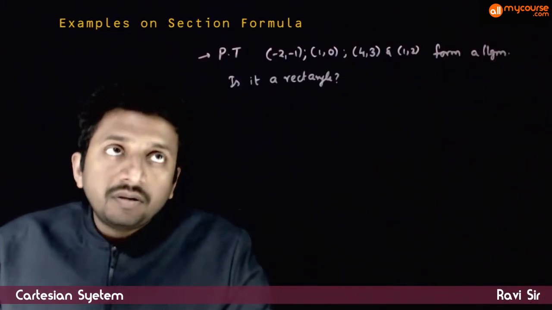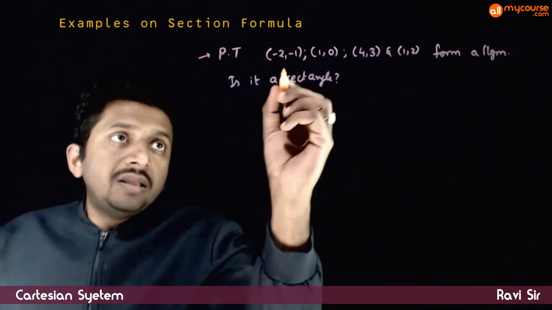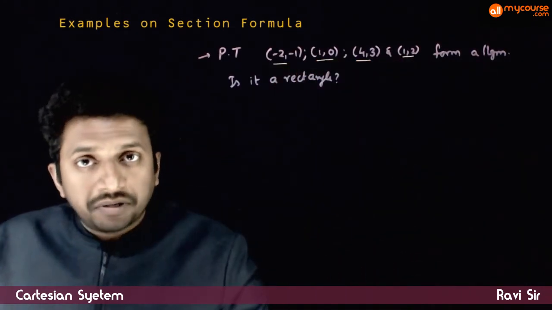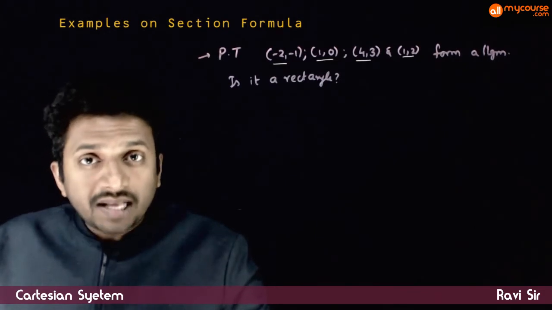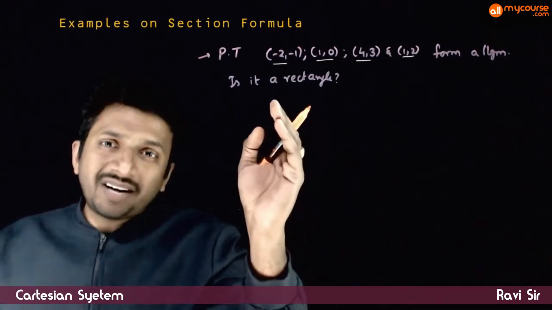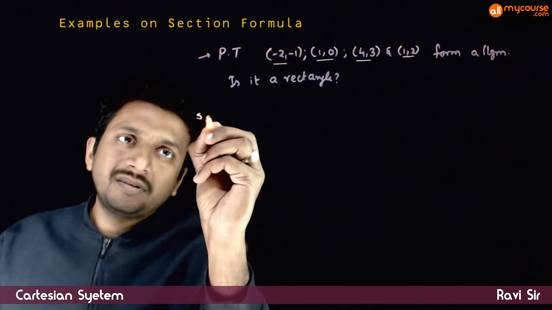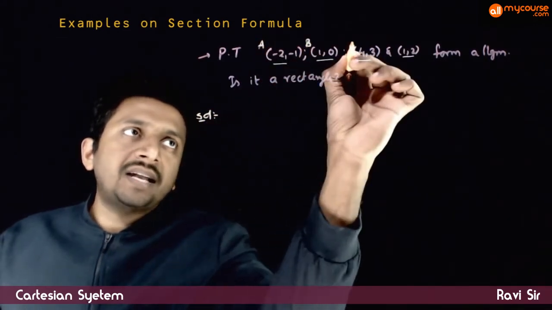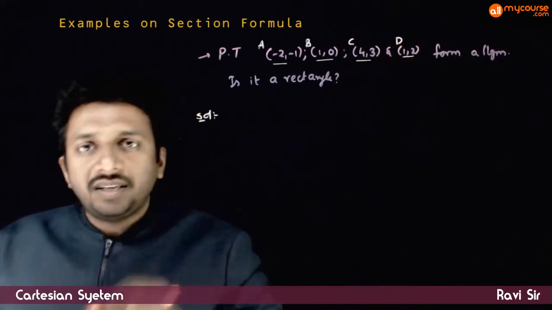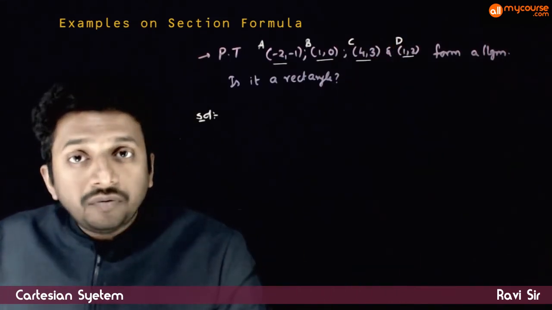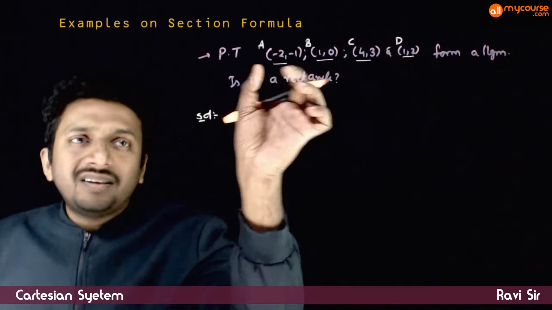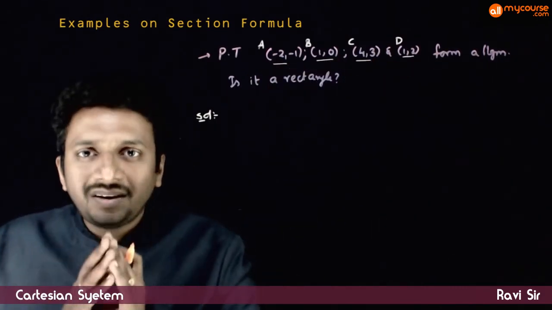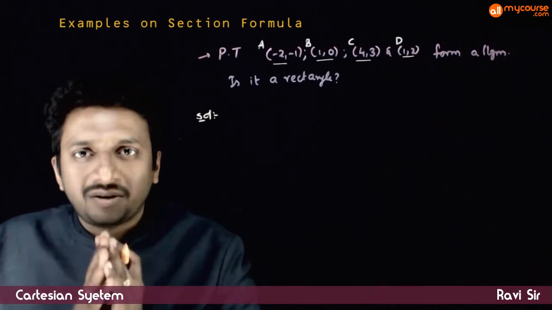In this question, you're asked to prove that these four vertices form a parallelogram, and you're also asked to check whether it becomes a rectangle or not. So again, a very straightforward question. Let us say that the vertices are A, B, C, D. Now, how do we determine whether it forms a parallelogram or not? Just by seeing whether diagonals bisect each other or not.